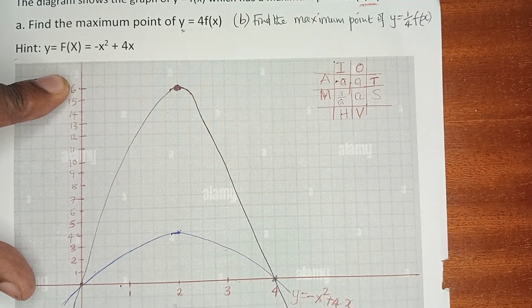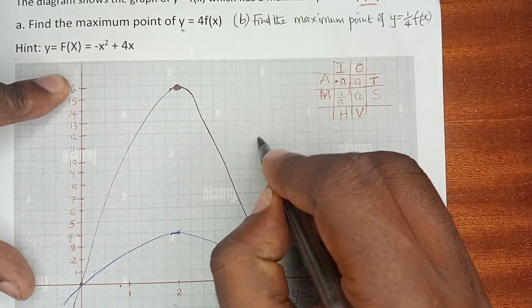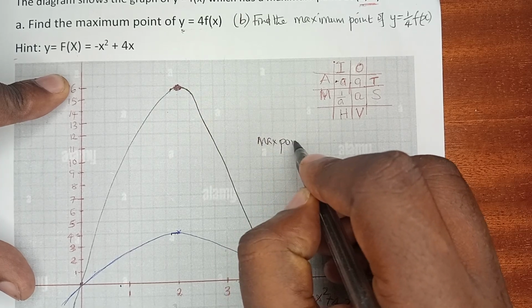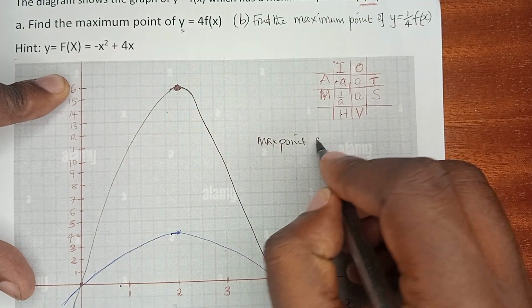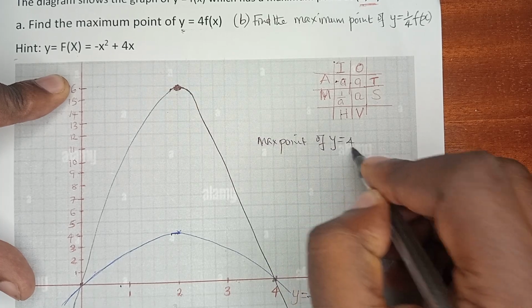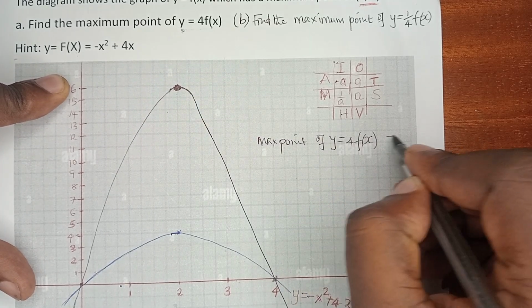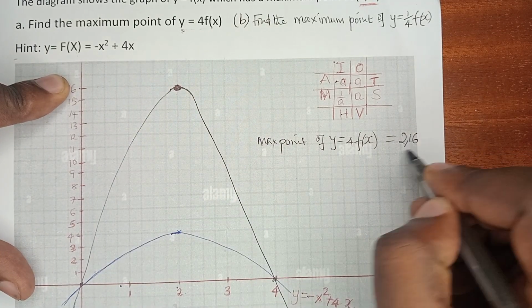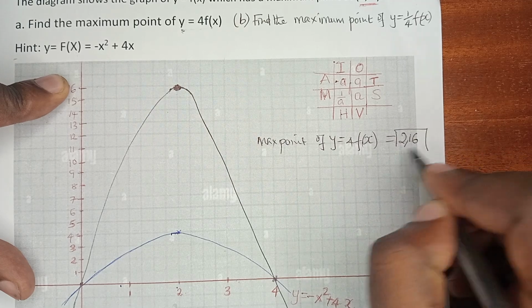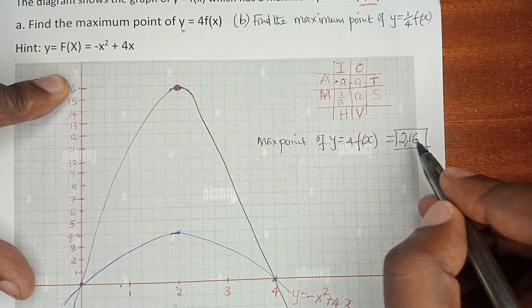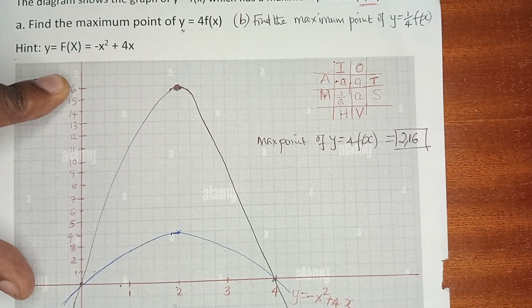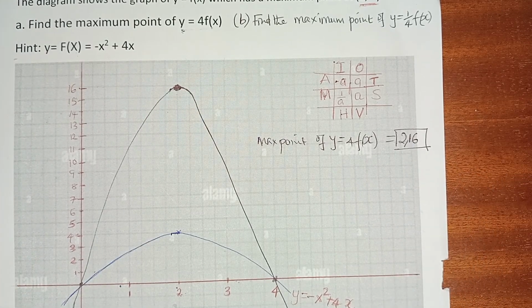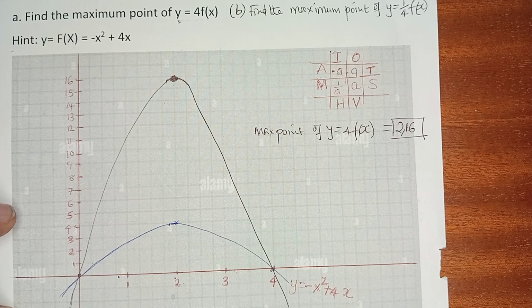The maximum point of y equals 4f(x) is (2, 16). The value of x is 2, the value of y is 16. Remember, x's are not being affected, only y's are being affected. And that is as far as part A is concerned.